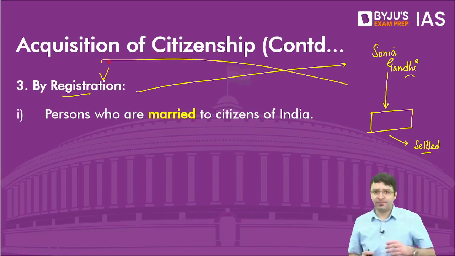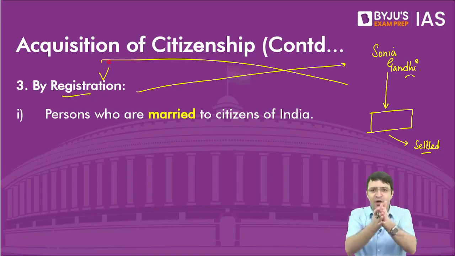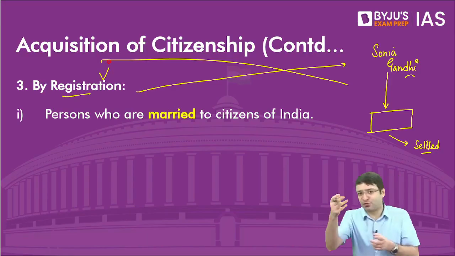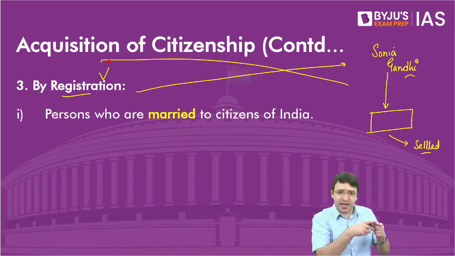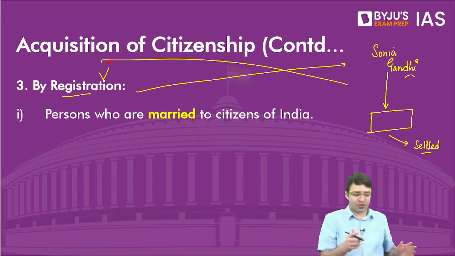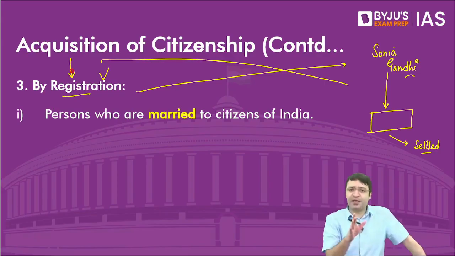What is this registration? Srimati Sonia Gandhi, you love Rajiv Gandhi. Now you have got married. You are now staying in India. You ensure that you're staying in India for 7 years. If you stay in India for 7 years, after 7 years, you are eligible to become an Indian citizen. But not through birth, because you are not born on the soil of India. Not through descent, because you are not born to an Indian parent outside India. But you can apply for Indian citizenship by registration. You can register to become the citizen of India because you are married to an Indian and you have stayed in India for 7 years.